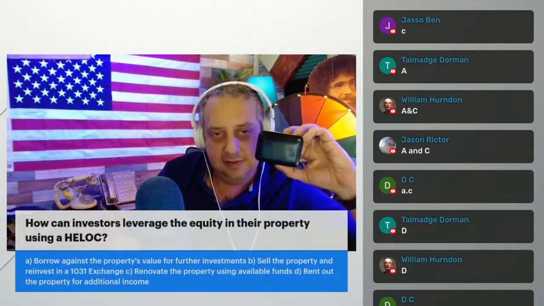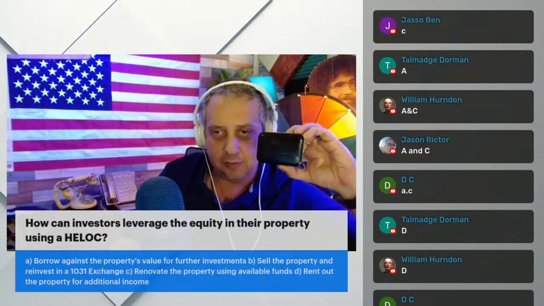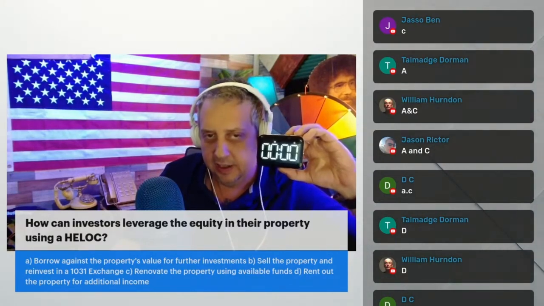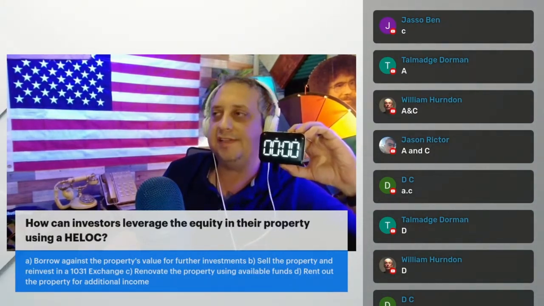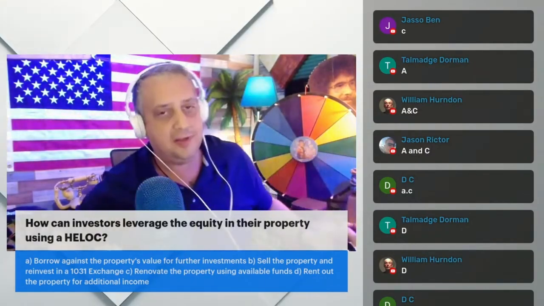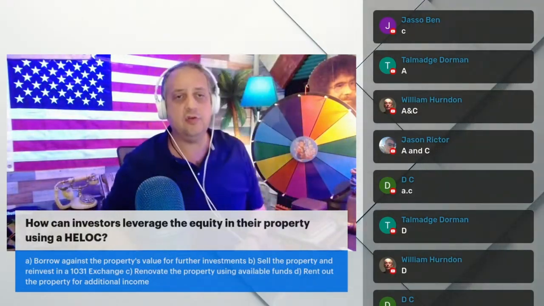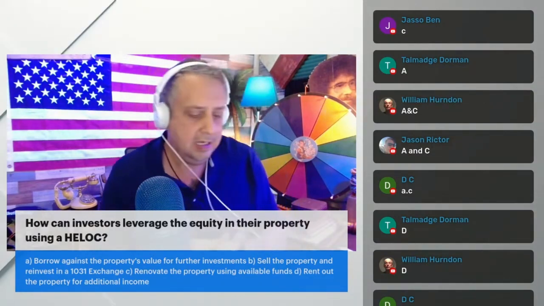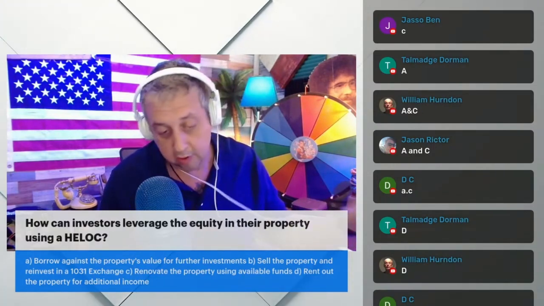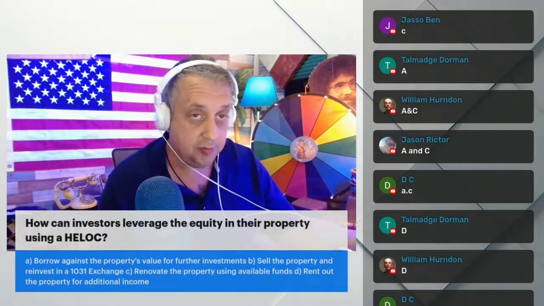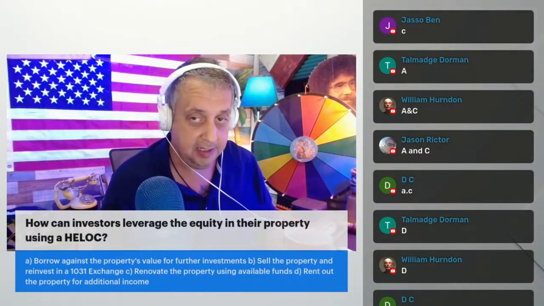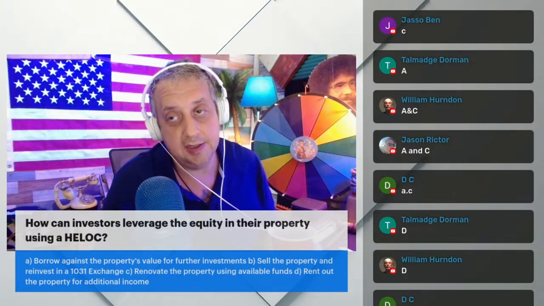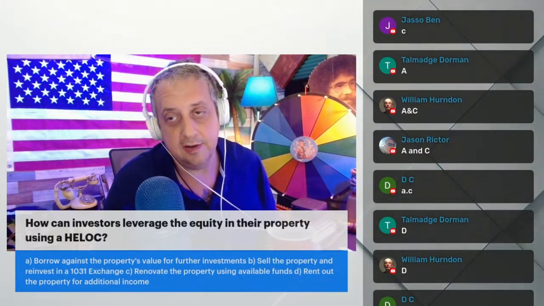Are you guys ready? The answer is an investor would leverage the equity in their property using a HELOC A, to borrow against the property's value for further investments. When it says their property, it means the property that they live in. So would an investor want to borrow money on a HELOC to do C, renovate the property that he's living in and use the available funds? Perhaps. Or you really run a risk of spending way too much money because you're emotionally attached and then not being able to get it back. So it would maybe not be a good investment strategy. Just throwing that out there. Okay, next question.